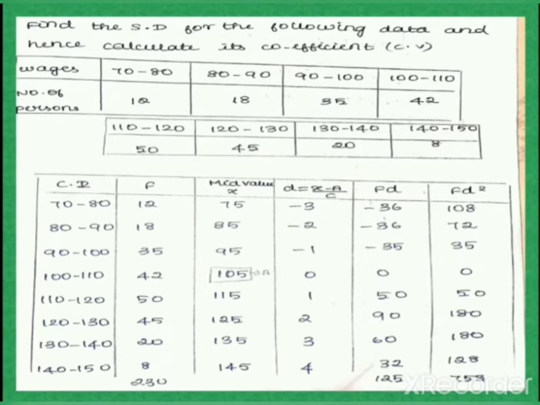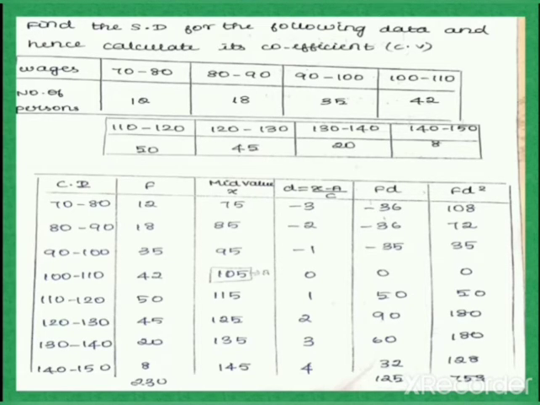Like that you have to find the values in d, and then you have to multiply your frequency into d. So 12 into minus 3 is equal to minus 36. 18 into minus 2 is minus 36. 35 into minus 1 is minus 35. 42 into 0 is 0. 50 into 1 is 50. 45 into 2 is 90. 20 into 3 is 60. 8 fours are 32. After that, you have to square your d value. So you will get d square and then multiply into your f, so you will get the fd square value, which is our last column.